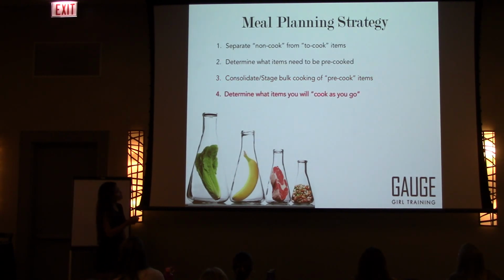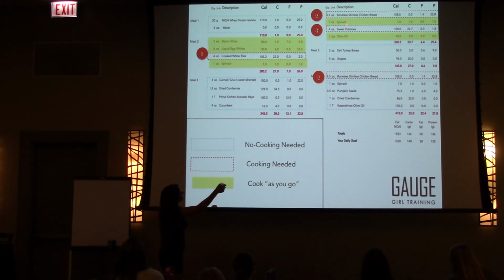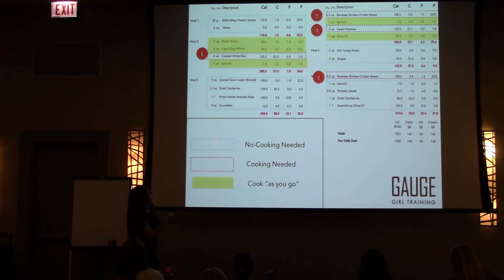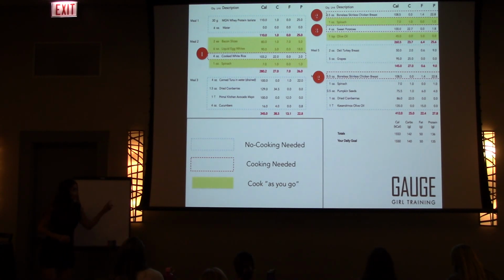And determine what items will cook as you go. So, let's look here. Cook as you go. These are the items in yellow. So, for breakfast, you can hand fry some bacon in the morning. It's pretty straightforward. You could scramble up some liquid egg whites. You could pick a veggie to put into that. This you could do as you go. Here in this meal right here, it's just some chicken, sweet potatoes, and some spinach. And spinach, you could cook that as you go. And actually knowing which items you want to cook as you go gives you some variety and freedom.